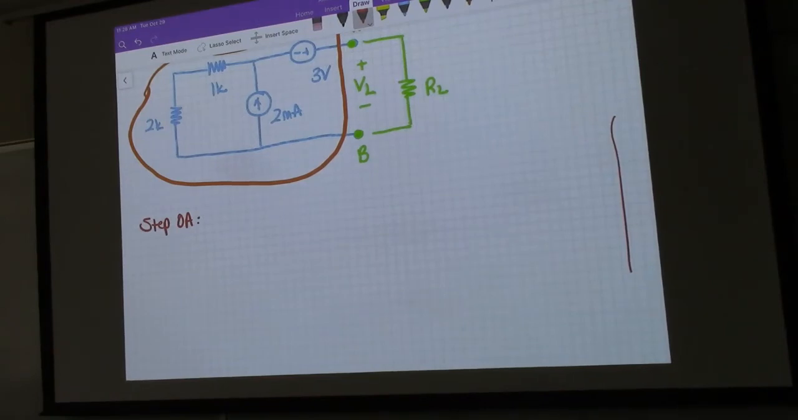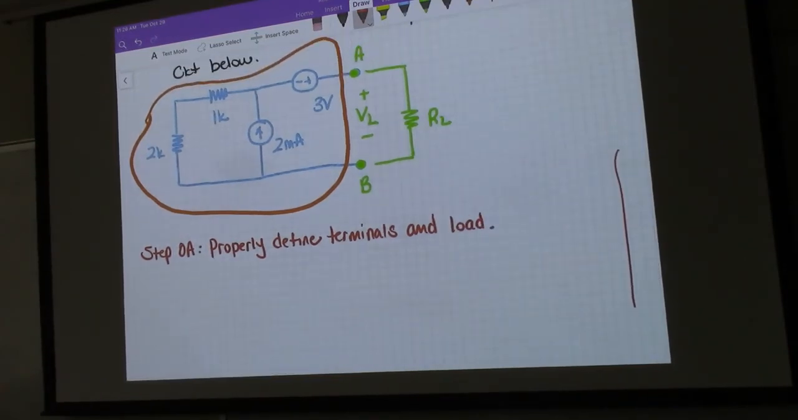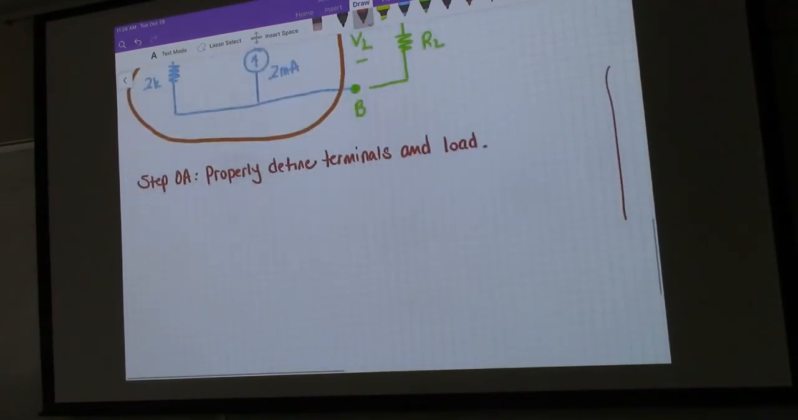Step 0A: we want to make sure that we properly define the terminals and the area for which the equivalent will be found. So I'm going to say, properly define the terminals and the load. What that means is draw the orange line, or the orange area. We want to understand exactly what is inside and what is outside of the area for which the equivalent will be found. If we don't have a proper understanding of that, then we're most definitely not going to get the problem right.